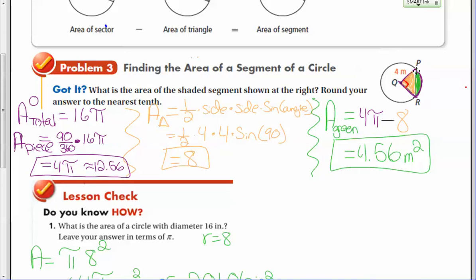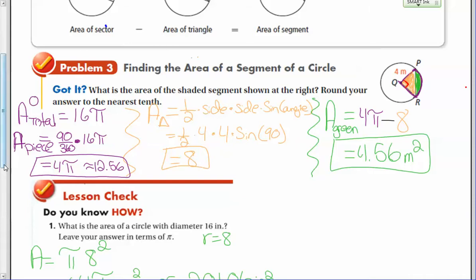All right, so the area of my triangle would be 1/2 times the side. Well, my side's 4. Both of these are radii, so they're going to be the same. So 1/2 times 4 times 4 times the sine of my angle. And my angle happens to be 90 degrees. Type that into my calculator, and I get 8. So I just found out that the area of the orange triangle is 8.